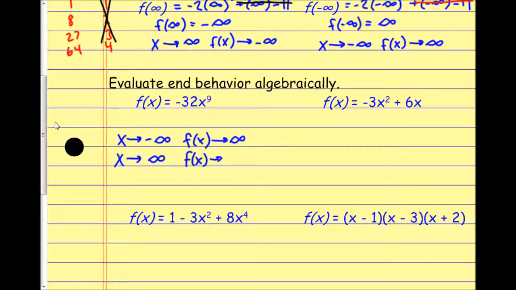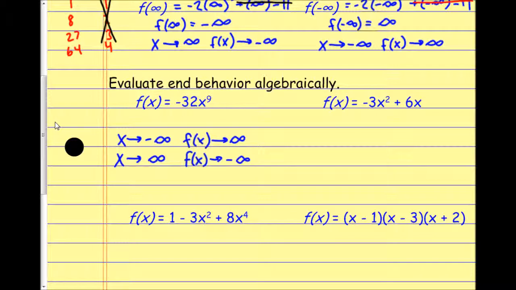And then I do the same thing with the positive. When I plug a positive infinity in here, to the 9th power is infinity, times a negative 32 is a negative infinity. So as x goes to positive infinity, f of x goes to negative infinity.